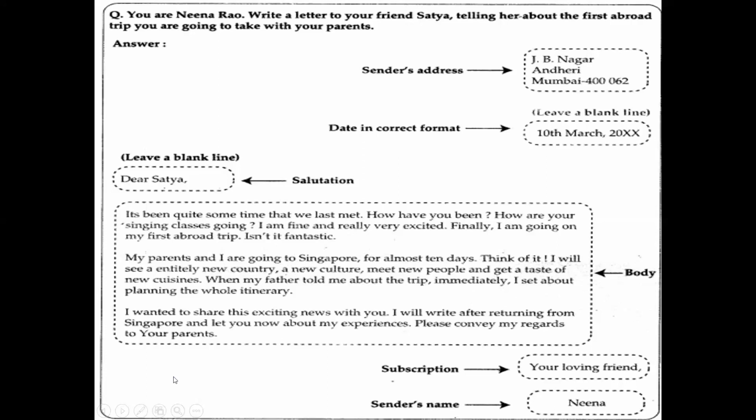And after that, in a rectangle or square box, we have to write the receiver's details. Here, the name is specified, that is Satya. You have to write the receiver's name and an imaginary address, which is for the envelope part. And this is all about the informal letter.